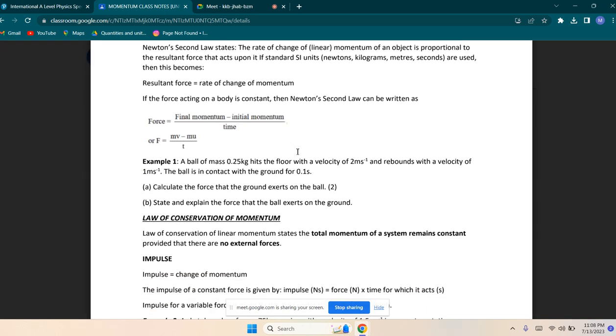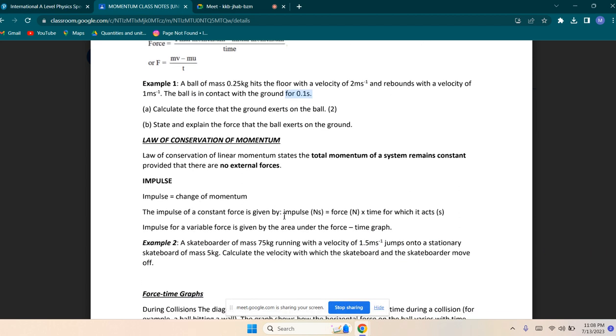In example 1, it says that a ball of mass 25 kg hits the floor with a velocity of 2 and rebounds with a velocity of 1 meter per second. The ball is in contact with the ground for 0.1 second. We need to calculate the force that the ground exerts on the ball, and state and explain the force that the ball exerts on the ground. Now over here, we have to use the concept of impulse also. So let's first introduce impulse and then come back to this question. It would be much easier for me to explain this after we're done explaining impulse.